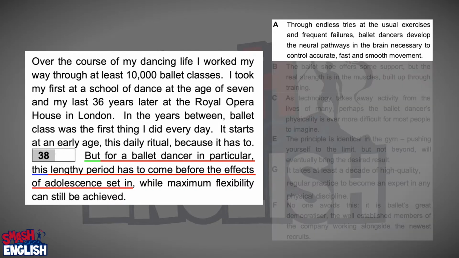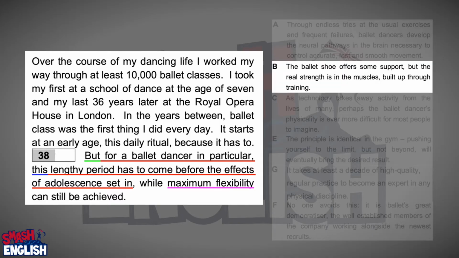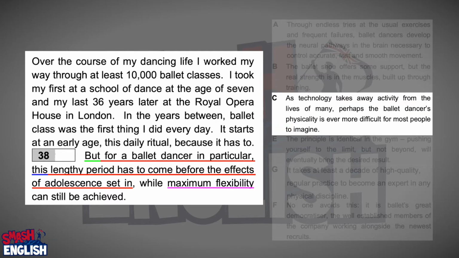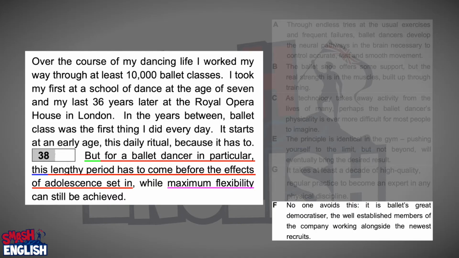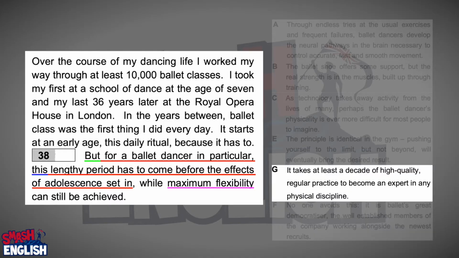What about A? No, it cannot be A because endless tries are not a lengthy period. Also, our paragraph is talking about physical flexibility and not neural pathways. Could it be B? Well, no, because there is no mention of a lengthy period. It cannot be C for the same reason. It cannot be D for the same reason. It cannot be F for the same reason. This leaves us with G.